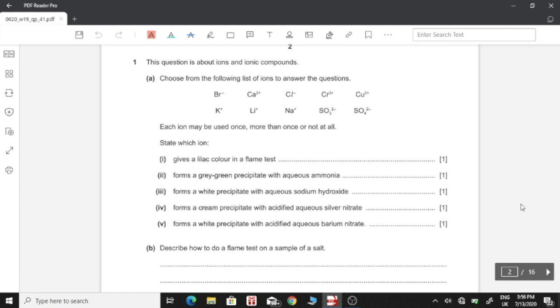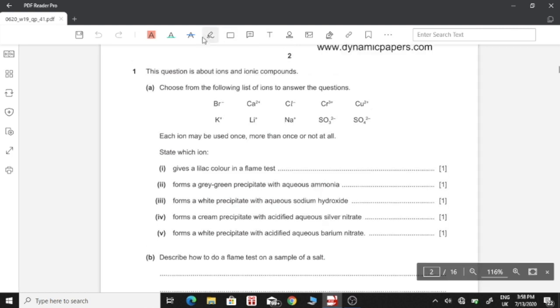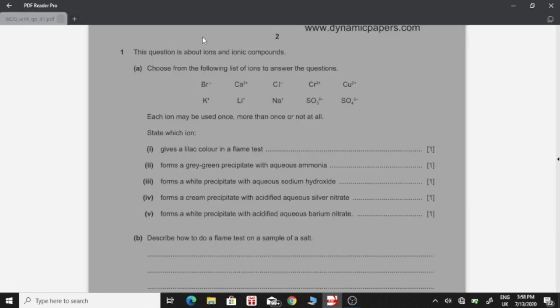State which ion gives a lilac color in a flame test. Alright, so this is the potassium ion over here. Part 2 forms a gray-green precipitate with aqueous ammonia. So ammonium chromate is the precipitate which is gray-green in color. So we have the chromate ion for this one.